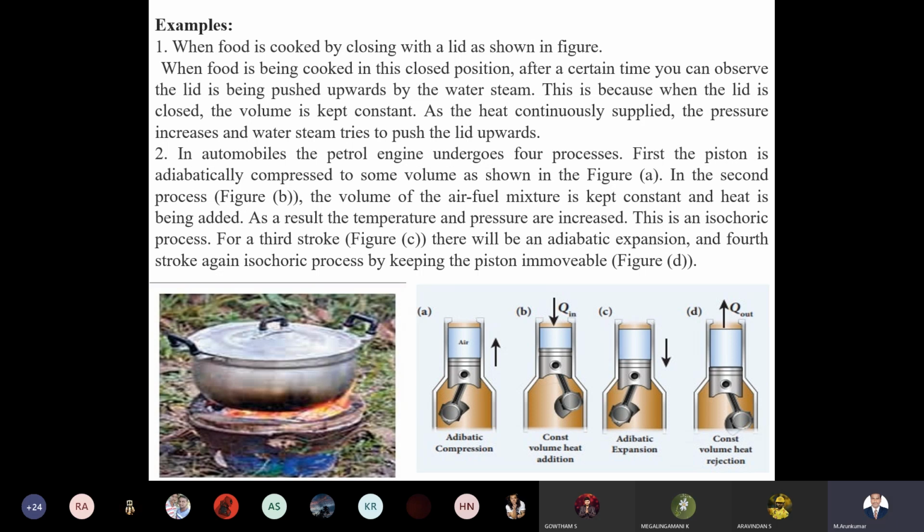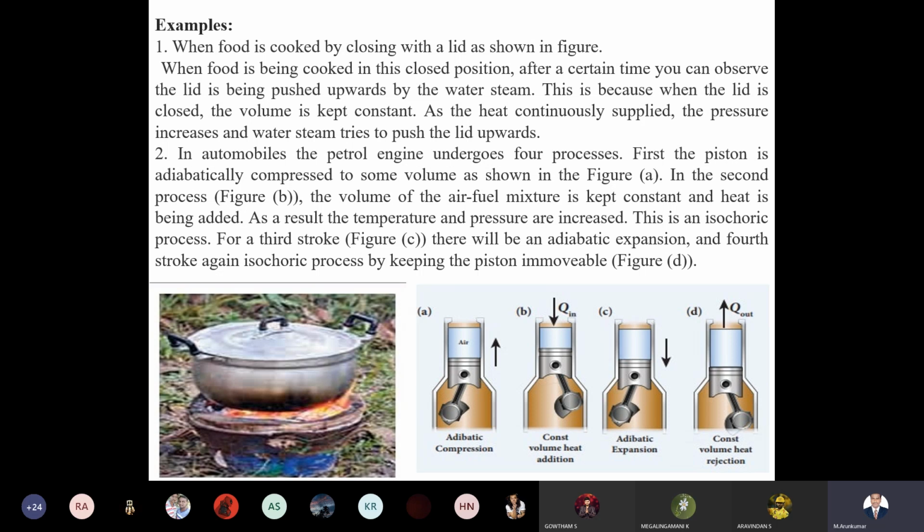Then in the second process, the volume of the air fuel mixture is kept constant and the heat is being added. So in the second figure, the volume will be constant. Then we will fire this gas by spark plugs. The second process is isochoric process. So volume gets constant.